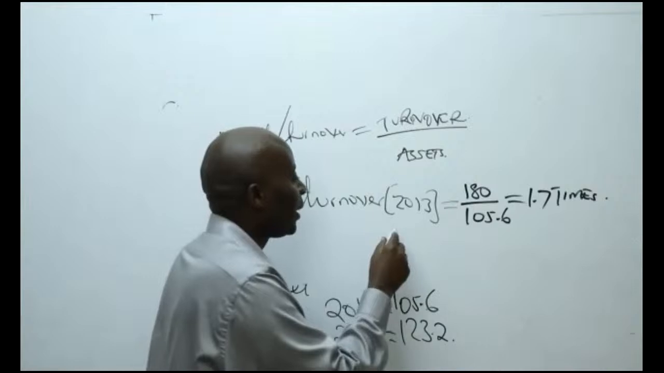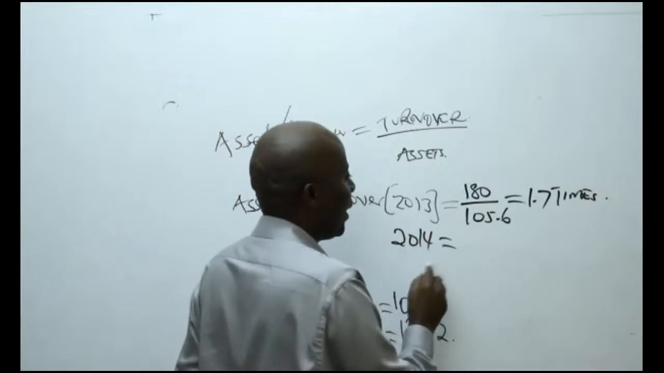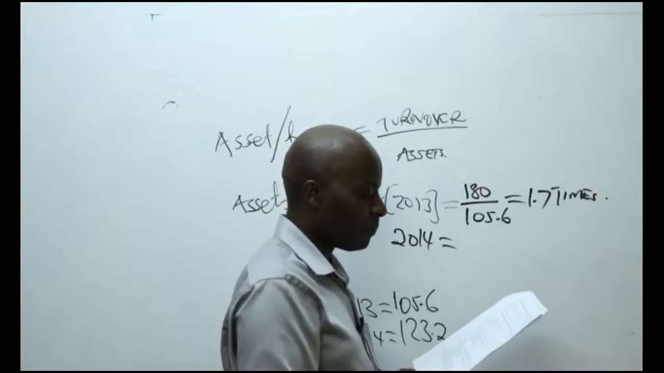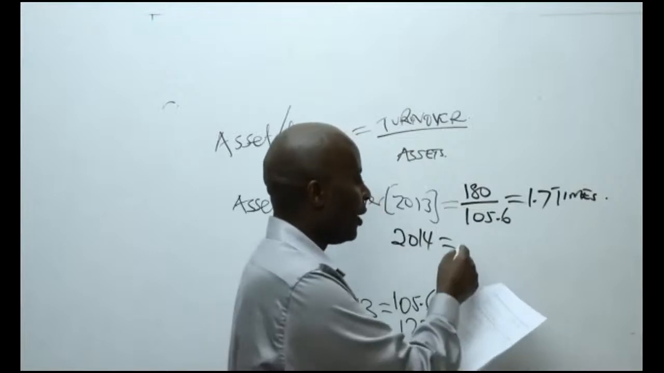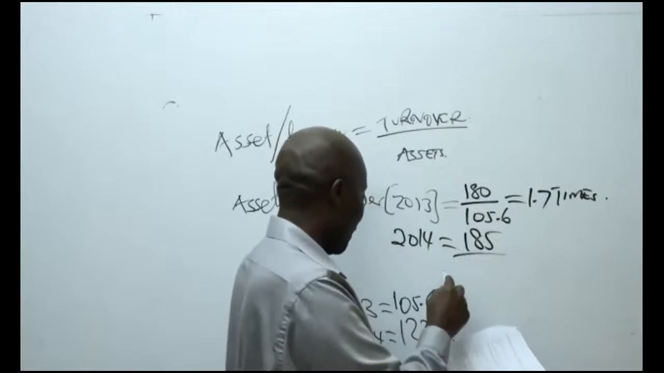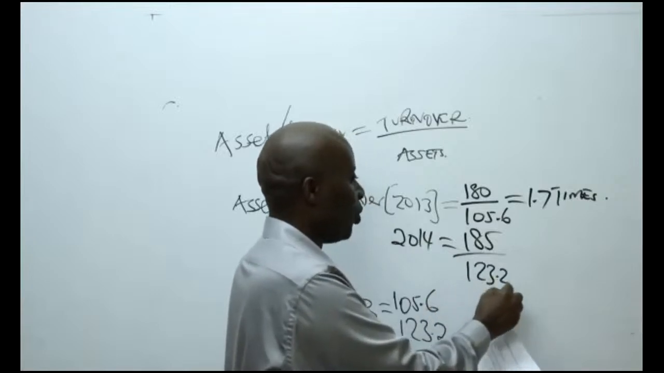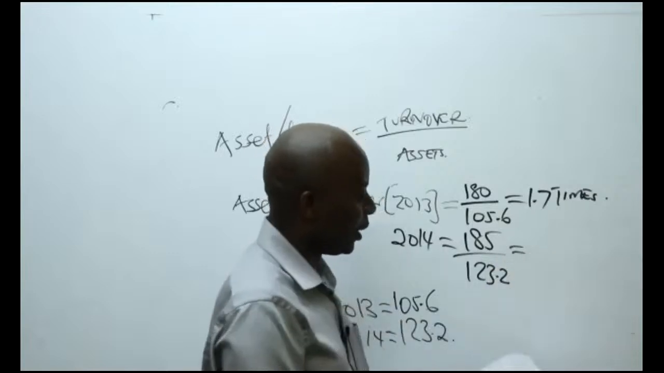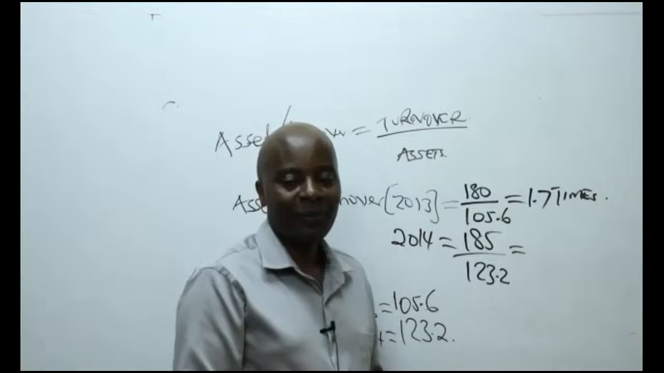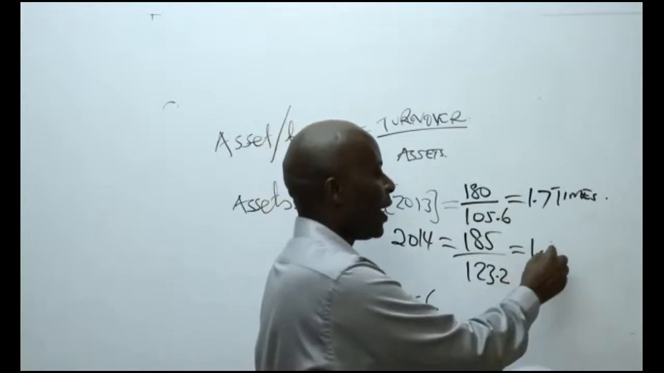How about the assets turnover for the year 2014? I should take what divided by what here, somebody? 185 divided by the net assets of 2014, which are 123.2, which will be equal to what here, somebody? 1.5. Thank you very much.